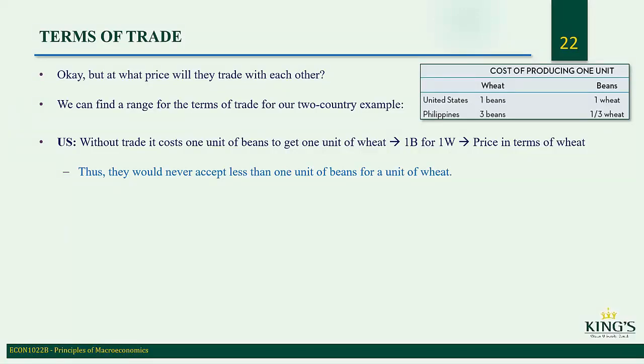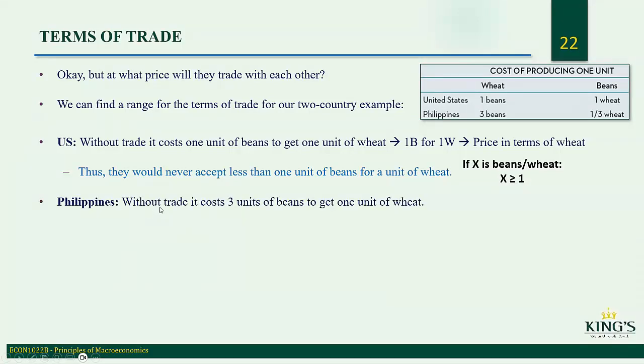on their own, right? And so they would never accept anything less than 1 unit of bean for a unit of wheat. If X was this price, so let's suppose that the price, we're going to define a price here as beans per wheat, then X would have to be at least equal to that of the Philippines. So without trade, it costs 3 units of beans to get 1 unit of wheat. And again, remember, they're going to be specializing in bean production.